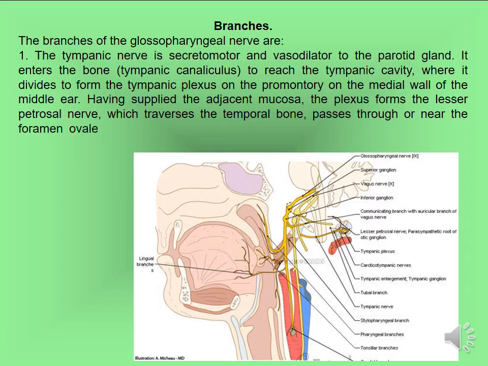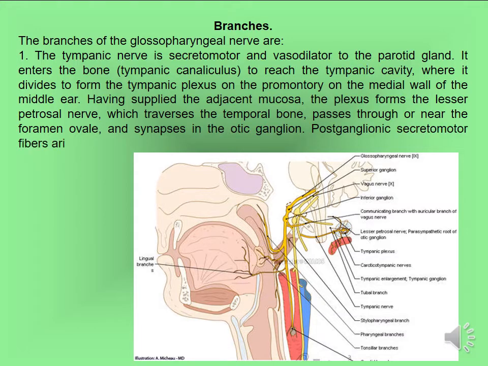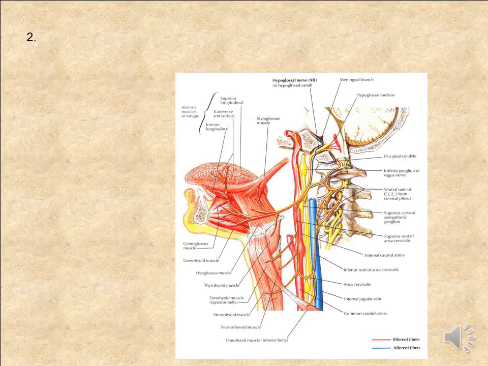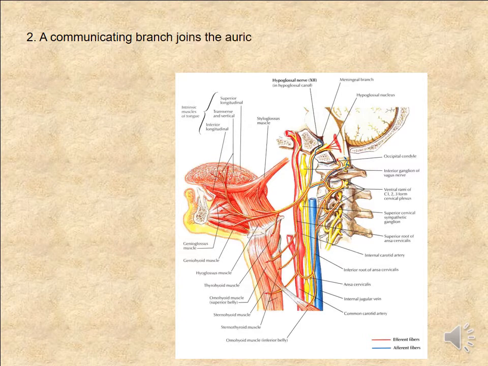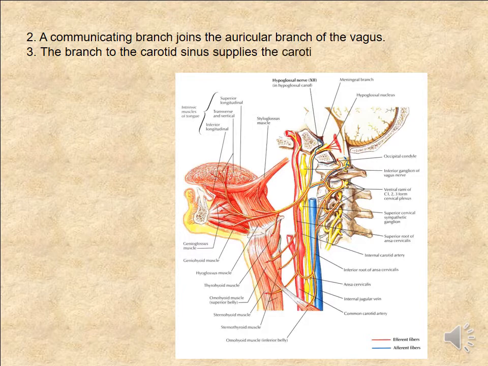Having supplied the adjacent mucosa, the plexus forms the lesser petrosal nerve, which traverses the temporal bone, passes through or near the foramen ovale, then synapses in the otic ganglion. Postganglionic secretomotor fiber arise there and reach the parotid gland by auriculotemporal nerve. Second branch, a communicating branch joins the auricular branch of the vagus nerve. Third branch, the branch of the carotid sinus supplies the carotid sinus and the body with afferent fiber.